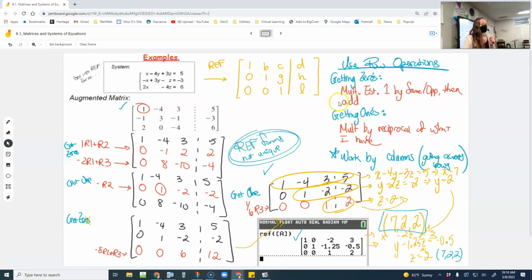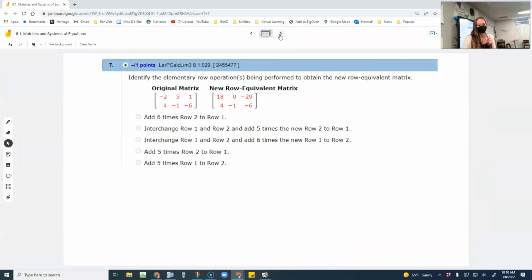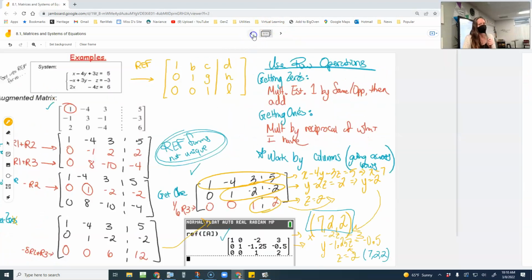What's the question asking? 7.2. Identify the elementary row operations being performed to obtain the new row equivalent matrix. What has changed? The top. The bottom stayed the same, right? Okay, what changed in the top? A 0 was gotten. Didn't I give you a hint? Didn't I say talk about the ones or the zeros?